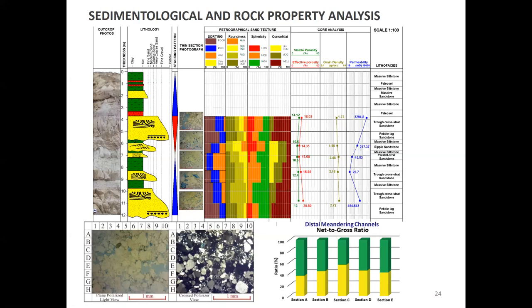Overall, the net to gross ratio in this outcrop indicates that the shale composition is relatively high, more than 50%, which indicates that these deposits belong in very distal environments.